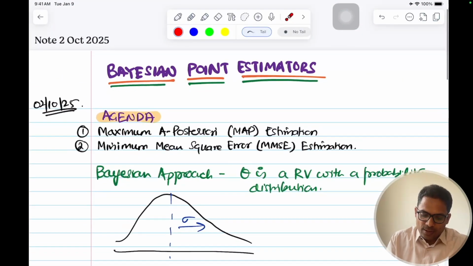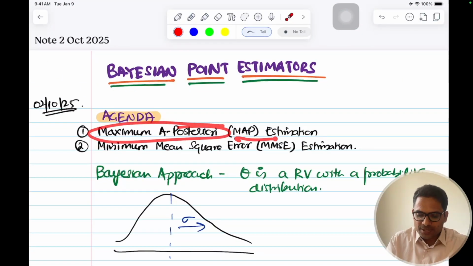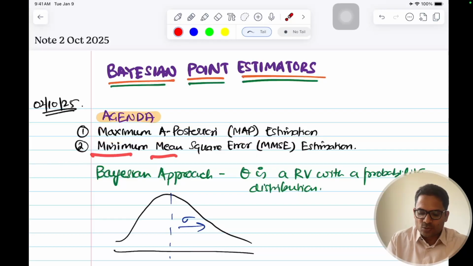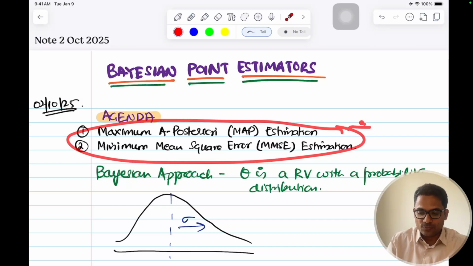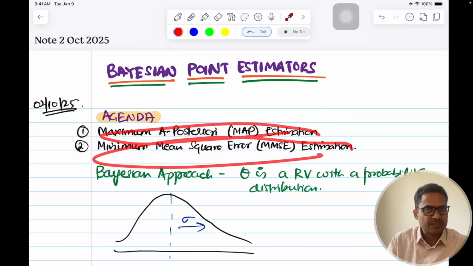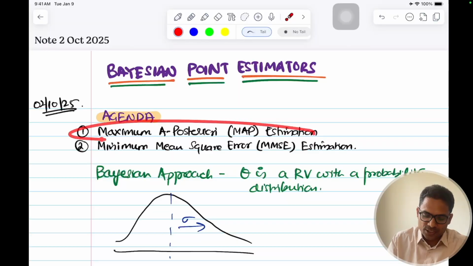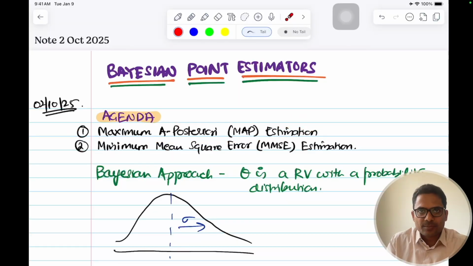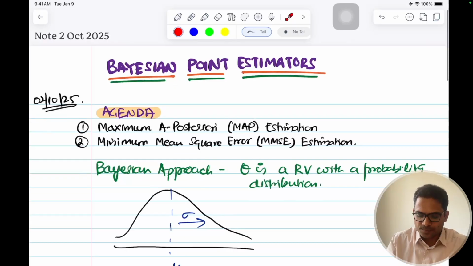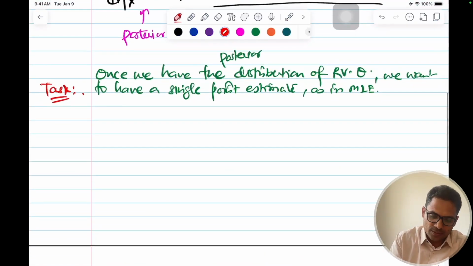We'll discuss the two most popular methods. One is maximum a posteriori, or MAP, estimation, and then minimum mean squared error estimation. So these are the two. When to use which approach? We'll discuss that as we dive deeper. Let's start with the first point estimator, that is MAP, commonly known as MAP, or maximum a posteriori estimation.